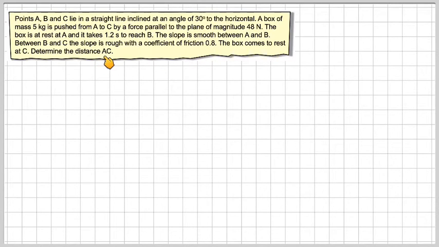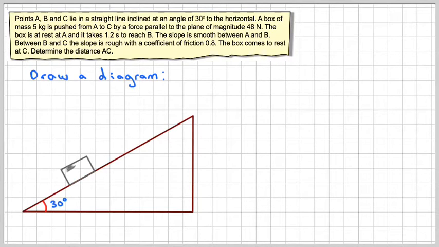Determine the distance AC. Now, in all mechanics questions, you really should draw a diagram in order to help you be successful. So, drawing a plane at 30 degrees with a box on it of 5 kilograms. Putting on the points A, B, and C, we know from A to B it is smooth, and then from B to C it is rough.